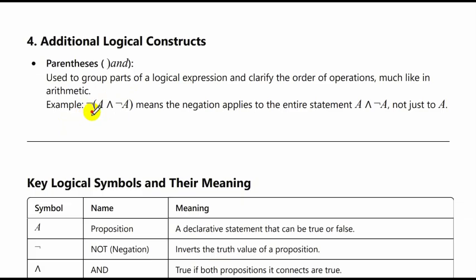So we have already seen this. A and not A cannot be true, that is negated. So first you read inside the bracket: A and not A both cannot be true, which means the negation applies to the entire statement, A and not A, not just the A part. I hope this is also clear.